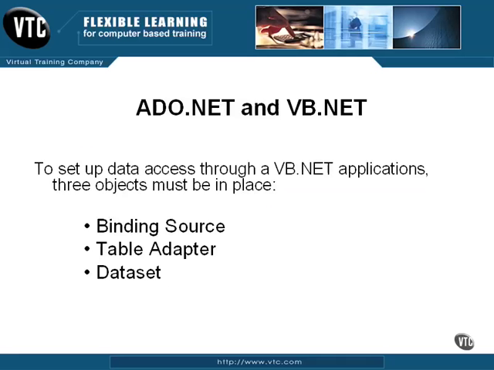We will now discuss the linkages between ADO.NET and Visual Basic 2008. To do so, you need to set up data access to a Visual Basic 2008 application through three objects. These three objects must be in place in order for this communication to take place. Those objects are the binding source, the table adapter, and the dataset. I'll look at each one of these in more detail.